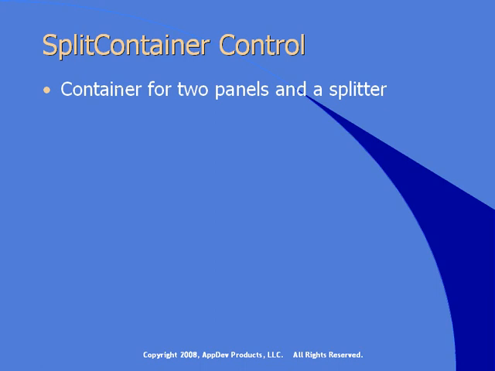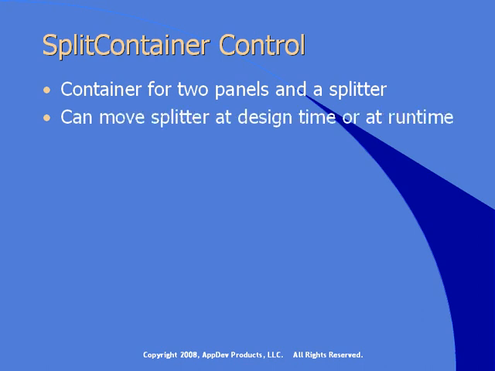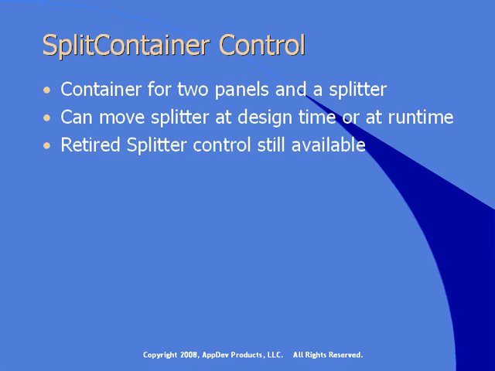The split container control is really just a container for two panel controls and a splitter. It can be horizontal or vertical, and you can move the splitter at design time or at runtime. There is a retired splitter control from earlier versions of Visual Studio, and it's still available, but really you won't use it. The split container control is so much easier to work with.